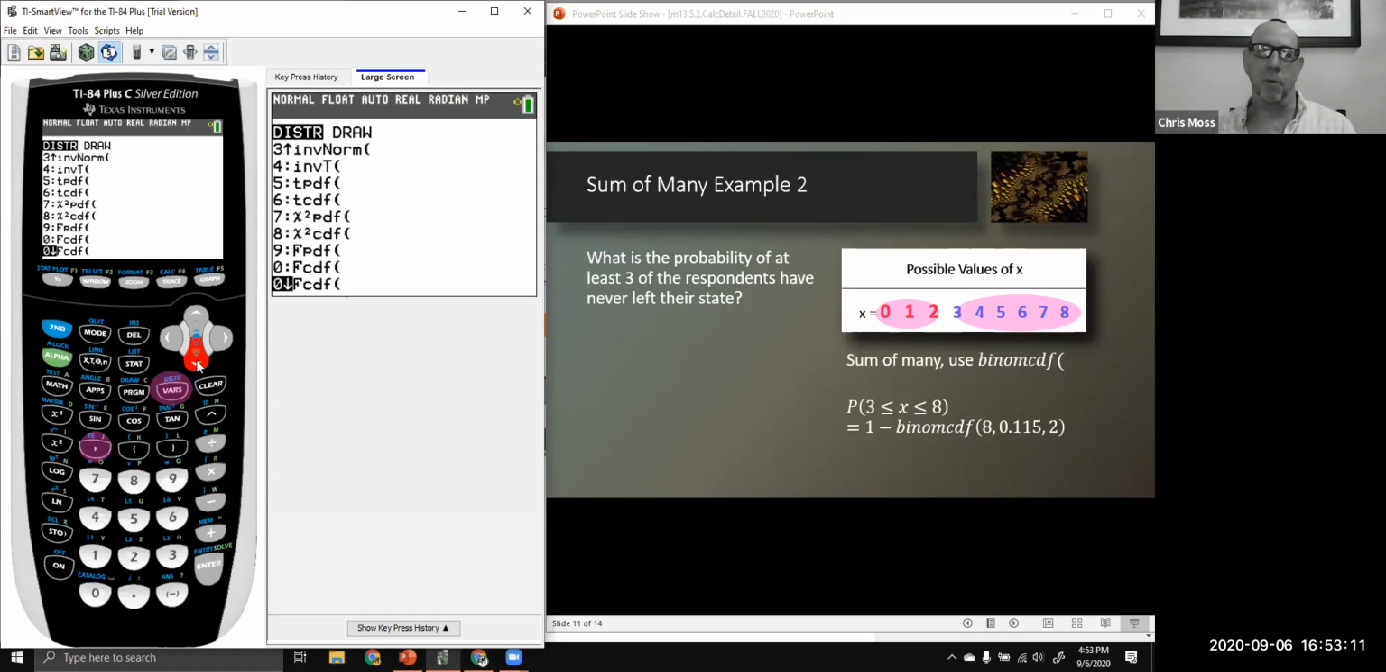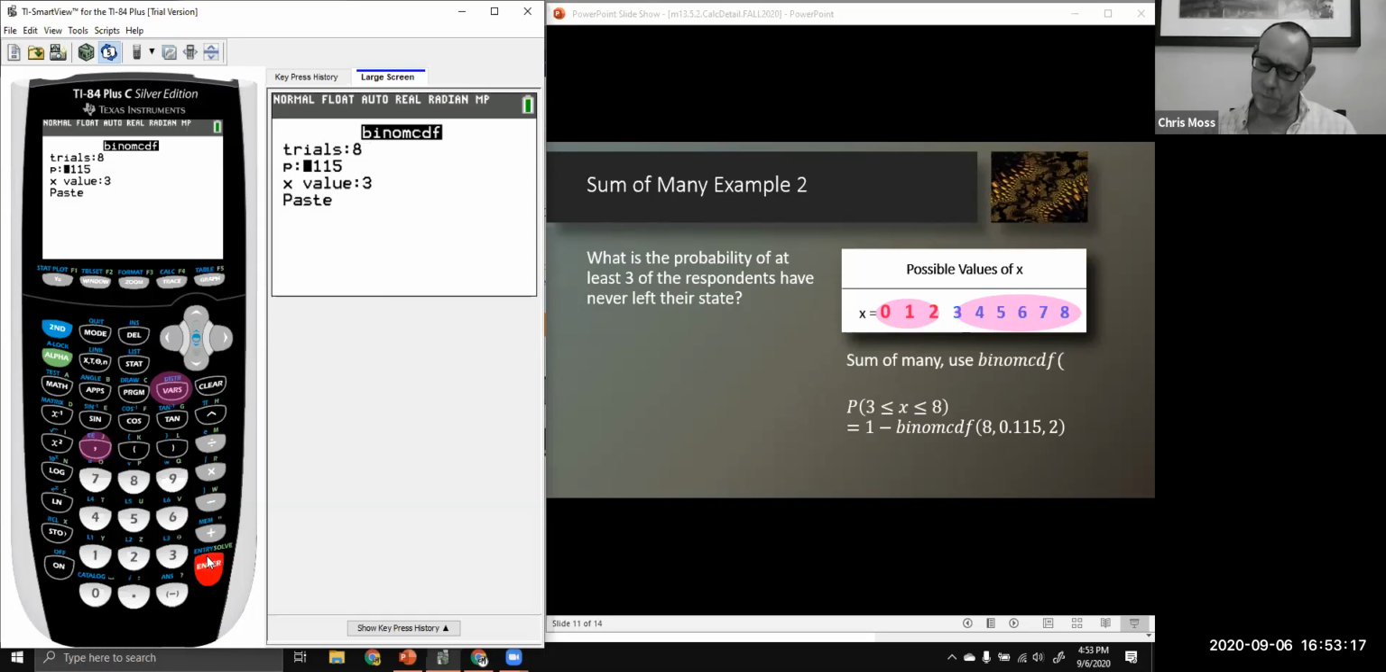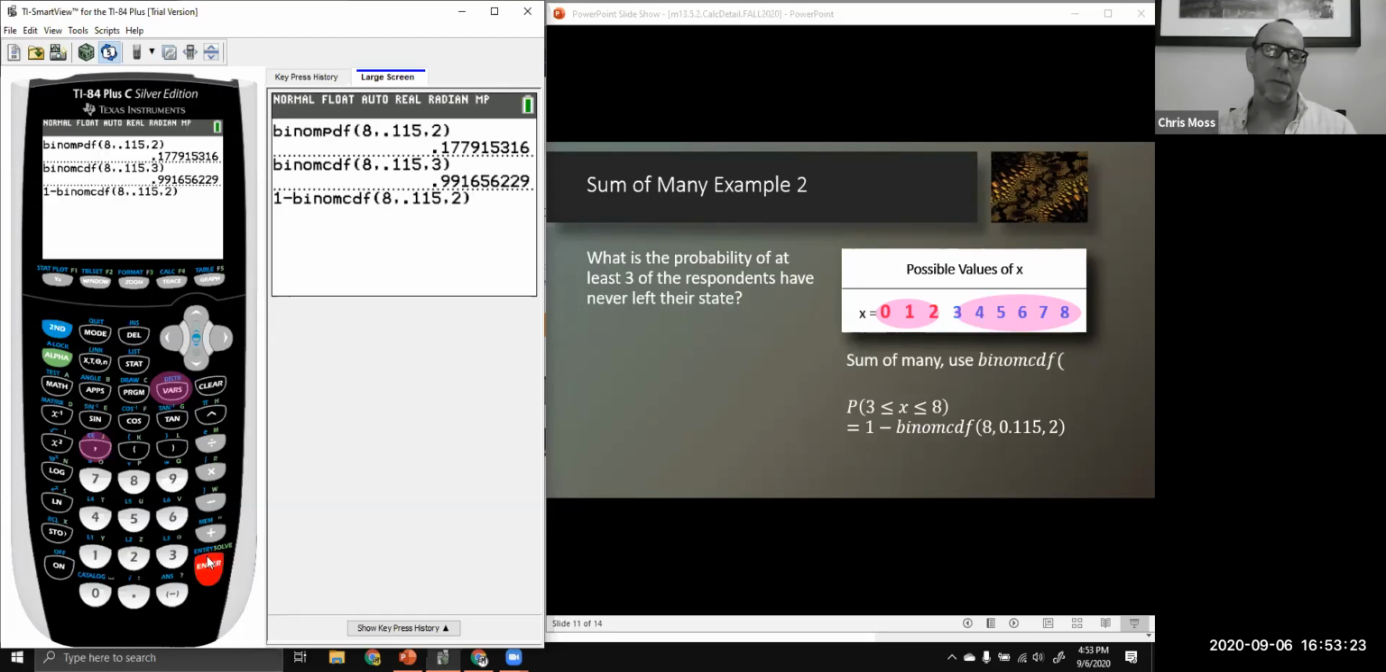There's a couple different ways to scroll through your little list a little faster, but not all that many. So we've got 8 again, 0.115 again. In this case, 0 up through 2. So that's what we're going to paste in. So 1 minus, so we've got a kind of complicated little expression there. And there we go. So first non-zero number is the 5. I don't count him. 1, 2, 3.